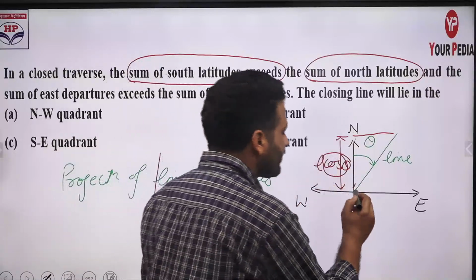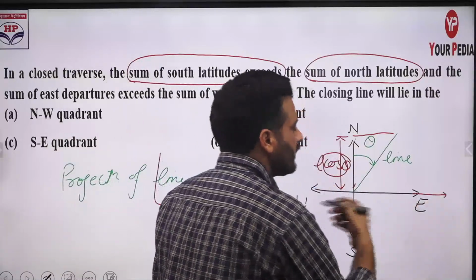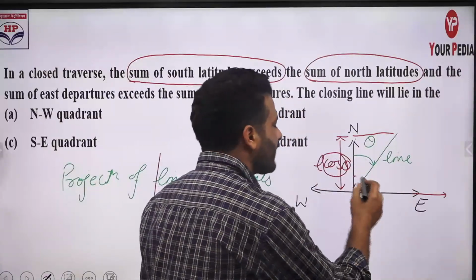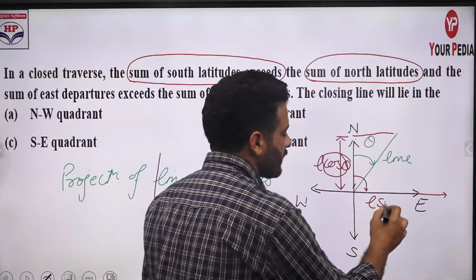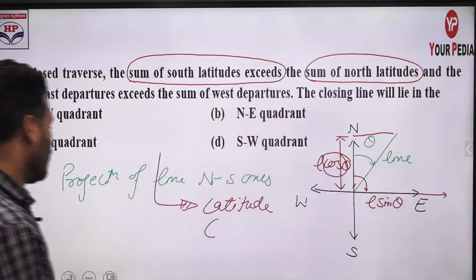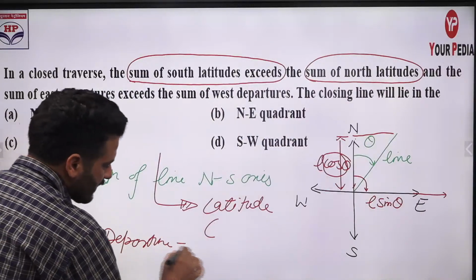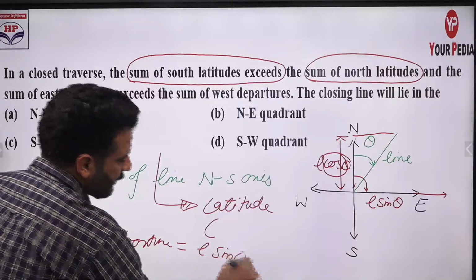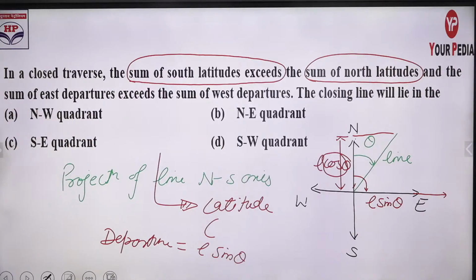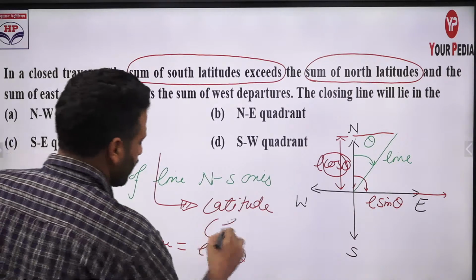And when this line moves up to the east-west axis, the angle will be 90 degrees, thereby here you can write L sin theta. So departure is L sin theta. Latitude and departure: L cos theta is your latitude and L sin theta is your departure. Okay, latitude is your L cos theta.